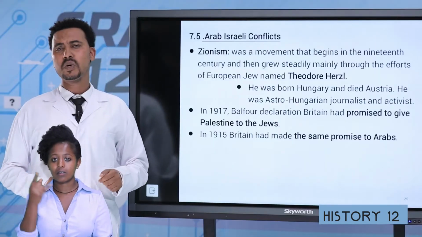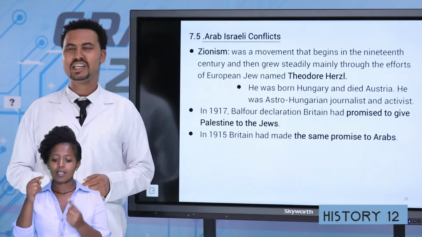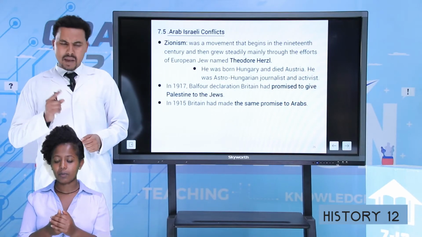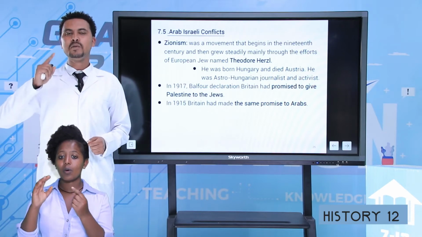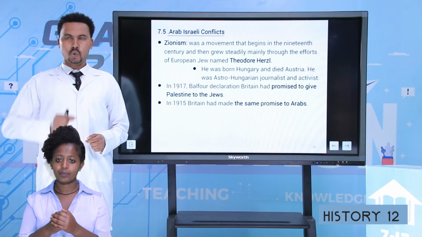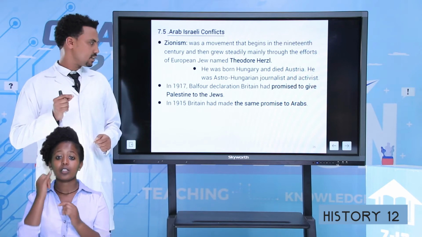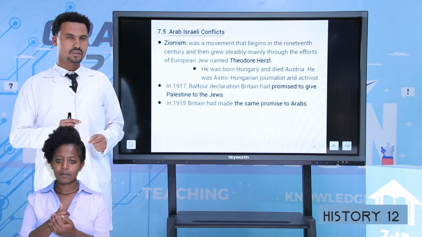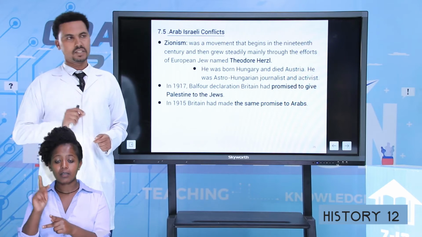This movement expanded into different parts of the world during the time of the First World War. The main aim of this movement was to create an independent state for Jews. To get a solution, the Jewish state asked Britain. At the same time, the Palestinian Arabs asked the British.